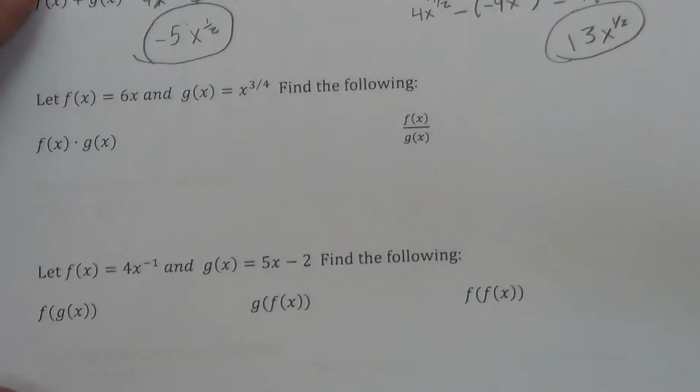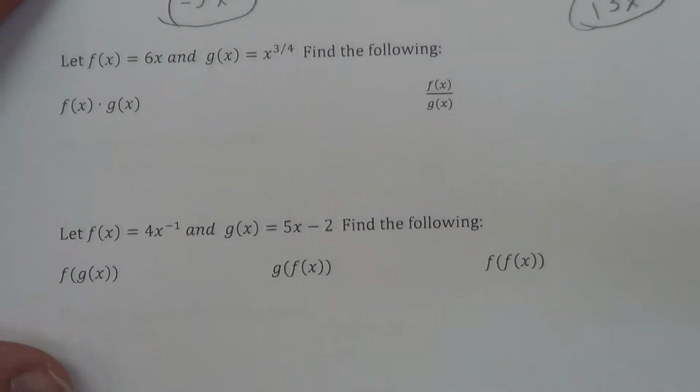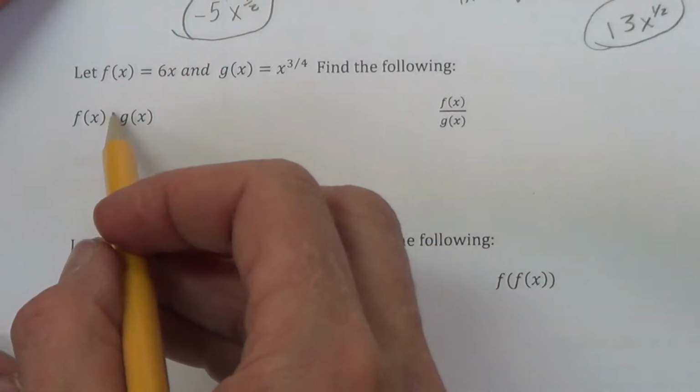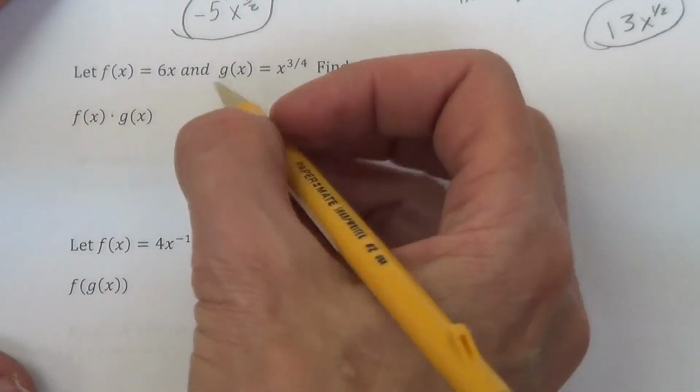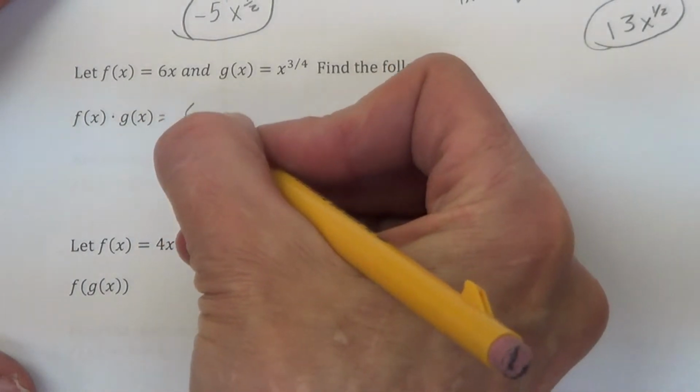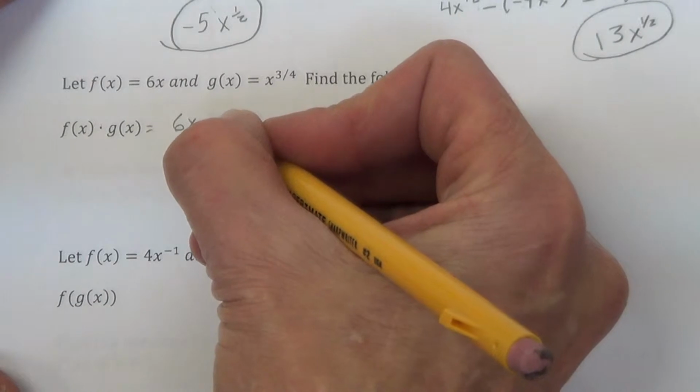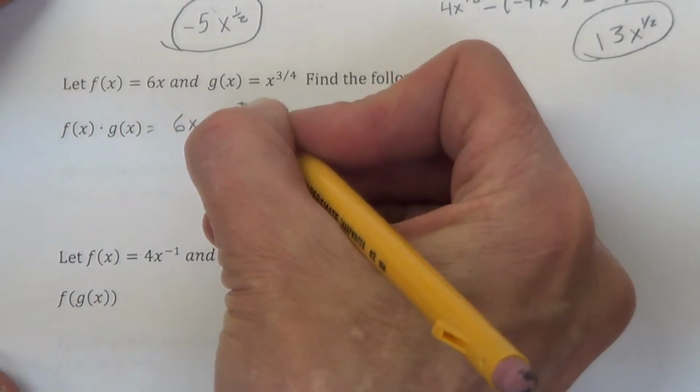Okay. Next section. I'd like to do this one real quickly, do the multiplication. So we have f of x is represented by 6x. G of x is equal to x to the 3/4.